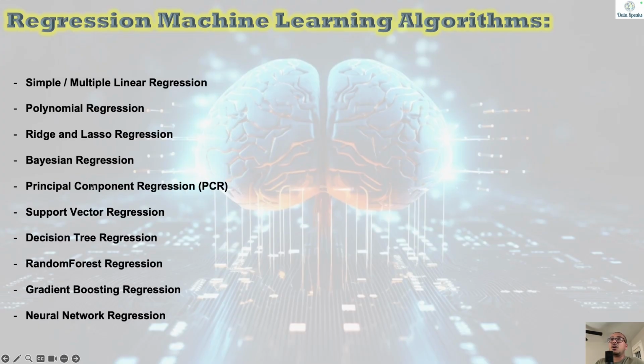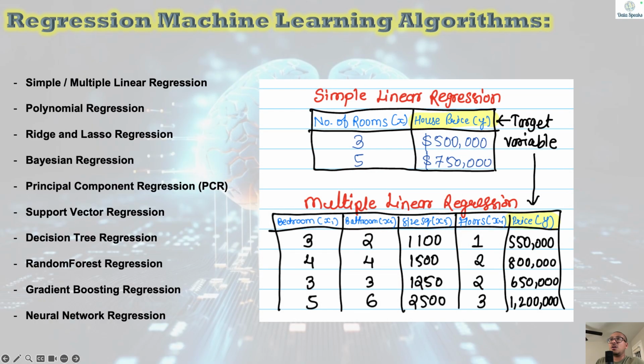Here is a list of some of the machine learning models that predict the continuous value. For example, simple and multiple linear regression. Simple linear regression would have just one column of the feature, and we have another column of the target variable that we want to predict. And multiple linear regression is where we have many features or many predictor variables, and we will be predicting the target variable, that is the continuous value.